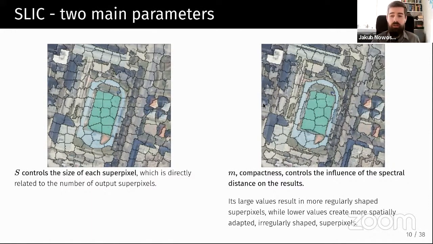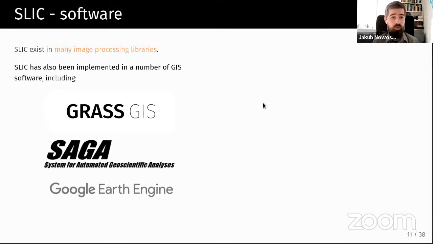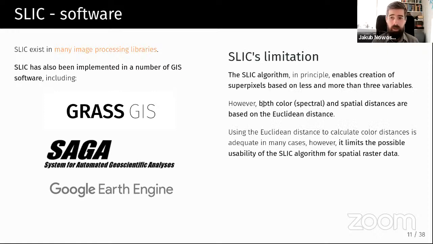So that's the main idea of the SLIC algorithm, and this is how we can divide our space into superpixels, or do this over-segmentation process. What's really good is that this algorithm, as I mentioned, is quite popular, not only in image processing and analysis, but also in GIS. That's why it has been implemented in several GIS software, including GarageGIS, SAGA, or Google Earth Engine.